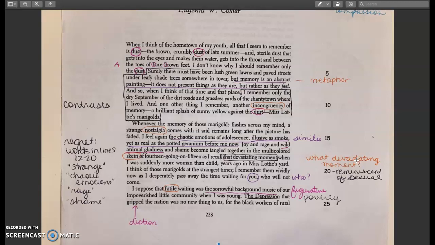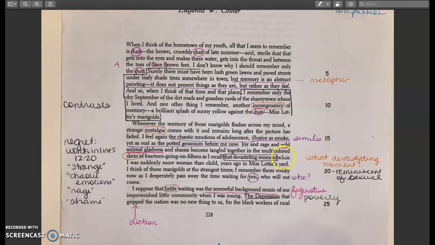Connections was another thing I asked you to look for. We talked about looking for things that remind you of something else you've read, something in the news, even something in your personal life. Making that personal connection with the piece can help it hold more meaning for you, and then it's something you can come back to when you have to use it for an essay or an exam. You can remember more than just plot, basically.